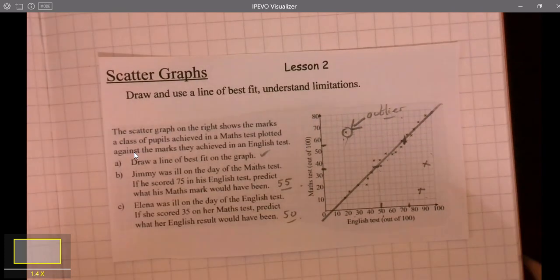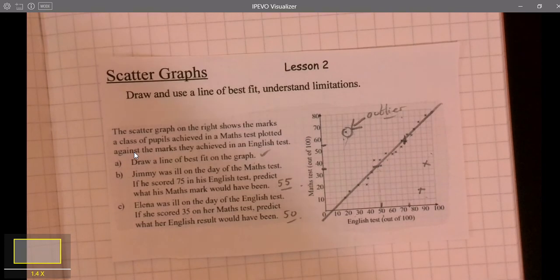Okay, so remember, you're now going to have a go at trying to use a line of best fit. So trying to draw a line of best fit on there and really thinking about what it tells you. All right, so have a go at trying a few of these questions for us.